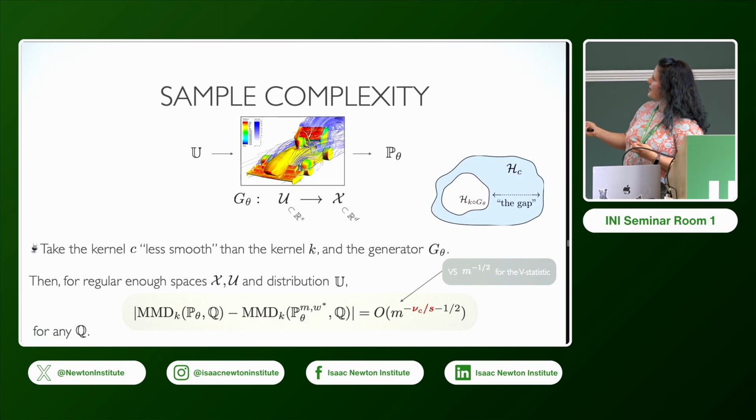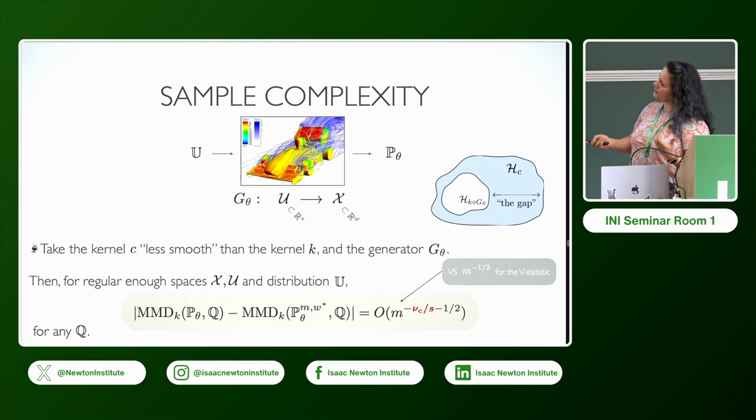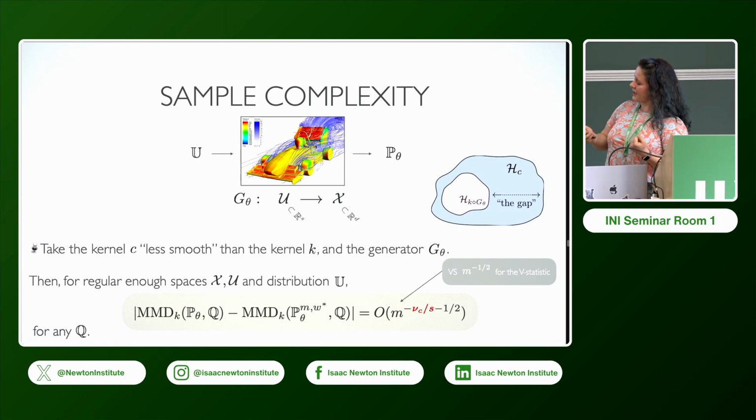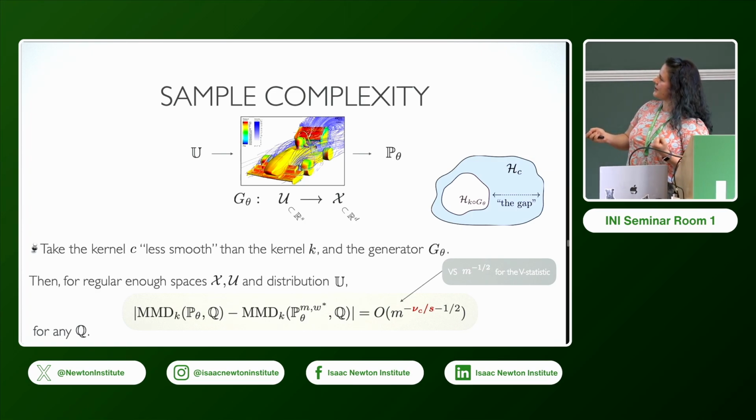Now, this gets better if, so C is a kernel that I can choose. My impulse might be to just pick C that is infinitely smooth, because then this is so great. But this result only holds when C is less smooth than both the kernel K and the generator G theta. So this is a bit of a trade-off, in that I really don't want to pick C that exceeds the smoothness of either.